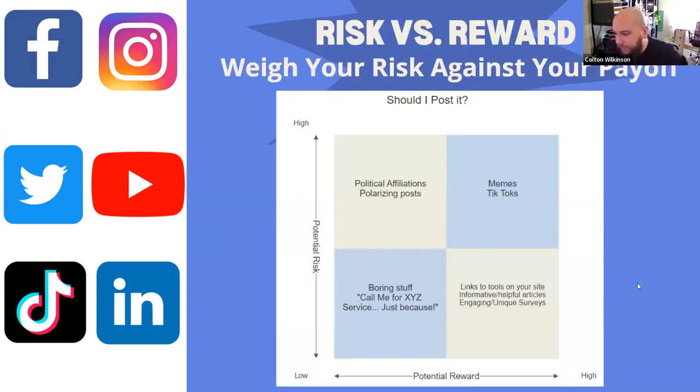So I have this little matrix here as far as risk versus reward with social media. Obviously, you can get good kinds of attention, and then you can get really bad kinds of attention on social media. And these types of posts will range in risk versus reward. So starting in that top left corner, we're looking at high risk and low reward.